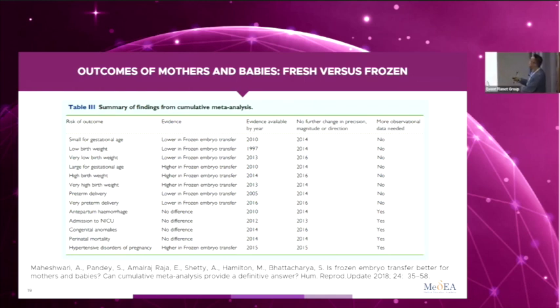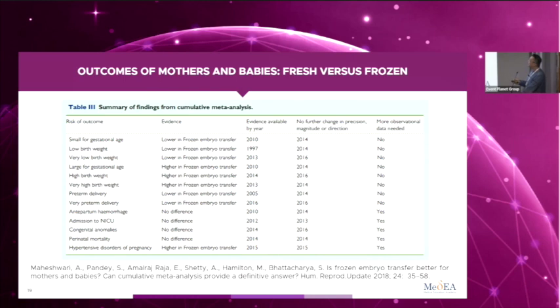frozen cycle. So for small for gestational age, we know there is lower risk in frozen embryo cycle. We don't need to prove that. And because it is small for gestational age, we have low birth weight and very low birth weight. So we don't need additional data. And we also note that in frozen embryo transfer, large for gestational age, high birth weight, and very high birth weight are again higher. So we don't need to check on that anymore.